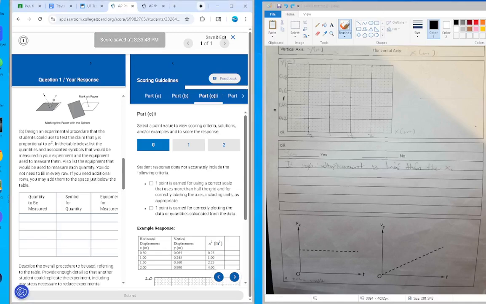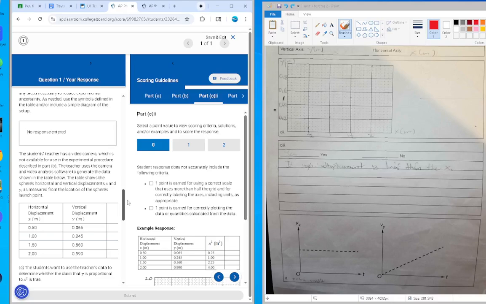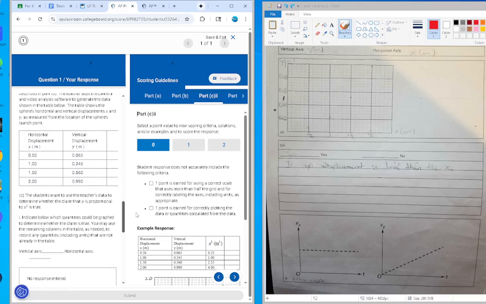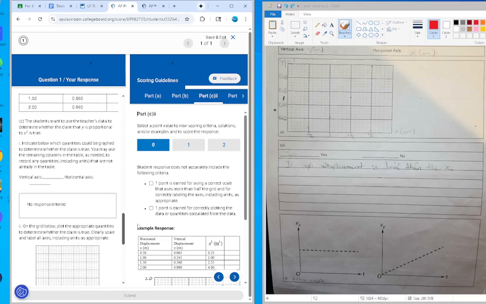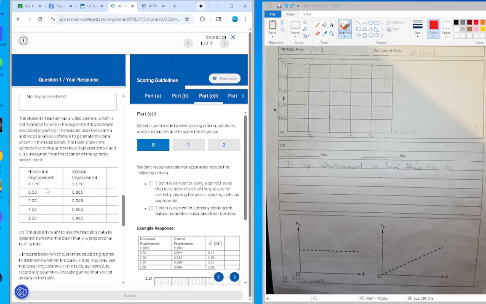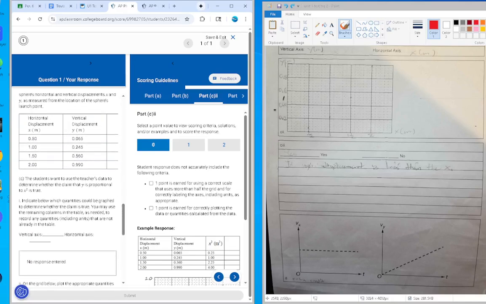For CII, I need to create a plot with the appropriate quantities to determine whether the claim is true, clearly scale and label all the axes including units as appropriate. So this was the data we were given, the horizontal and vertical. So you could graph a y equals x squared graph, but you could also just graph a y equals x if you explain it correctly.